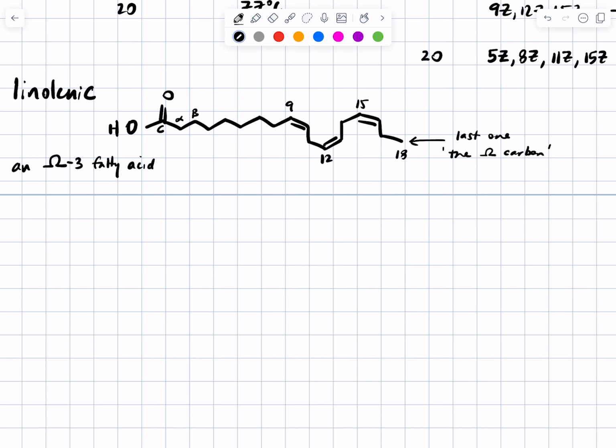And in linolenic acid, the reason it's called an omega-3 fatty acid is because there is a double bond involving the carbon 3 from the end, or the omega carbon. Okay, so an omega-3 fatty acid has a double bond 3 positions from the last carbon in the chain.